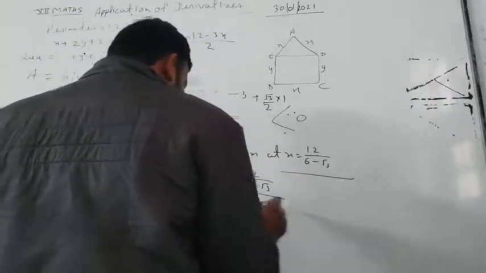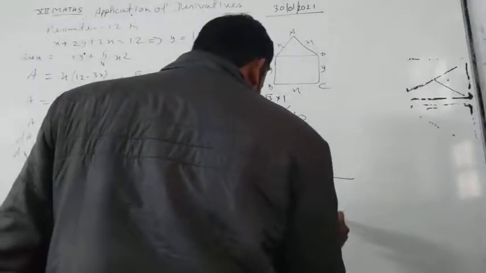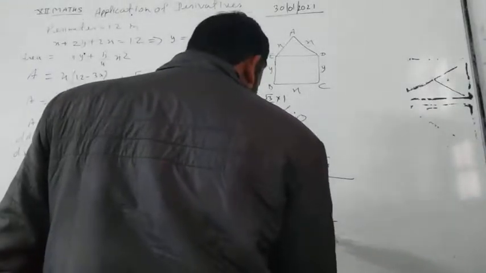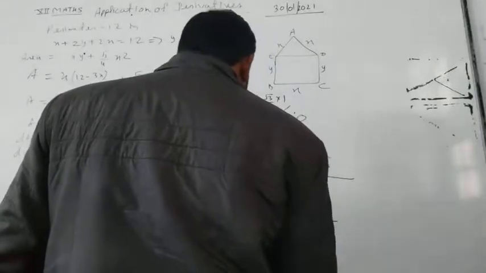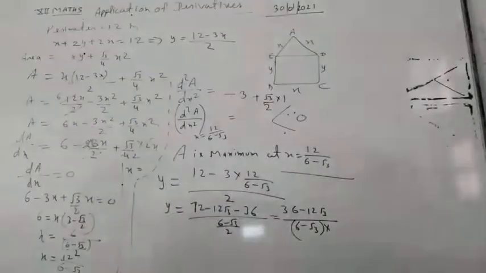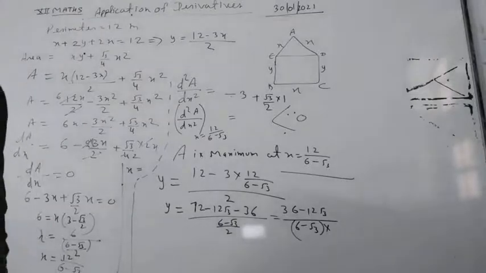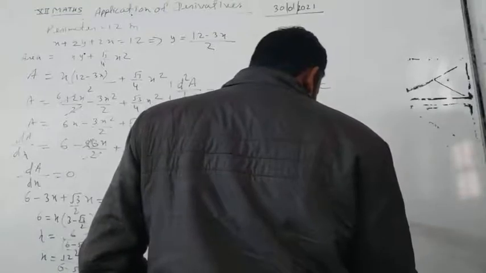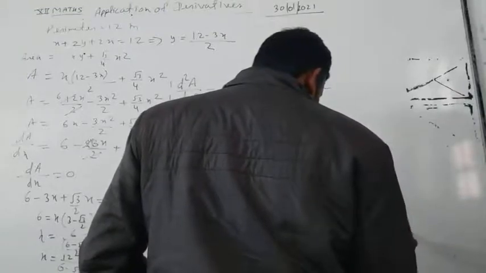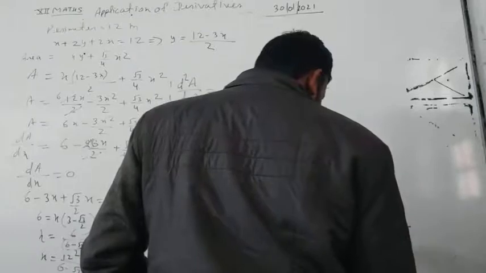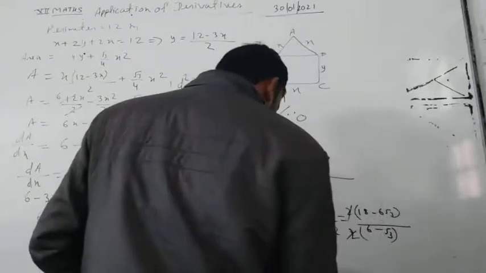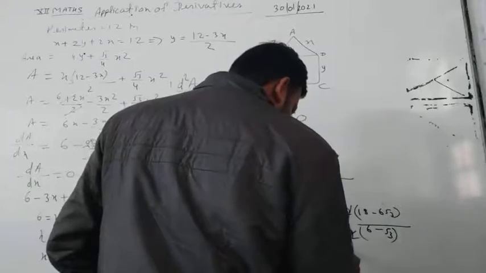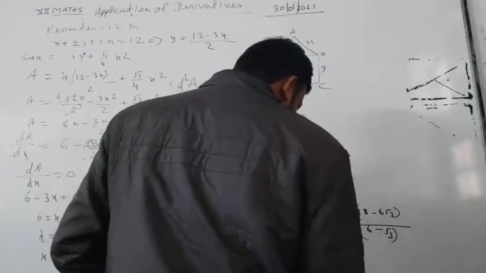So we can write students (36 - 12√3)/(6 - √3), and this is by 2 students. So our y is, here is 2 and taking 2 common, this is (18 - 6√3)/(6 - √3), and this 2 and 2 will cancel. So y is (18 - 6√3)/(6 - √3).